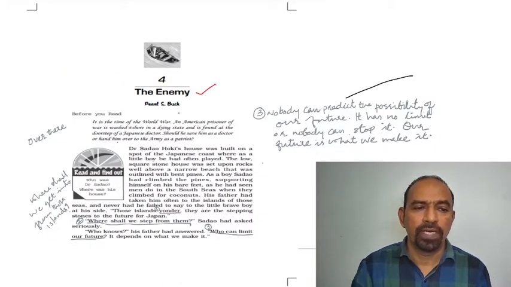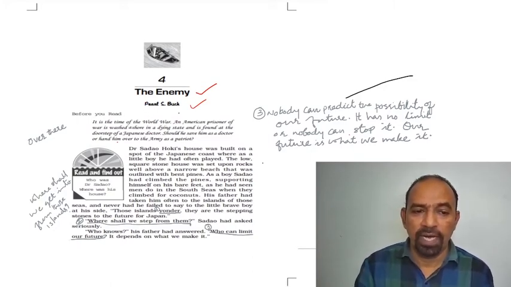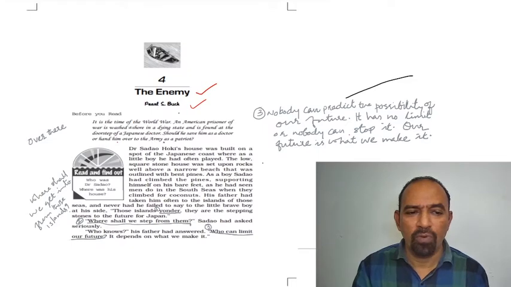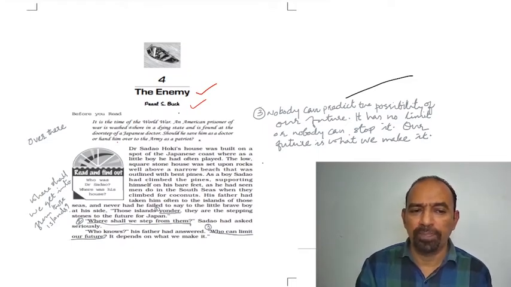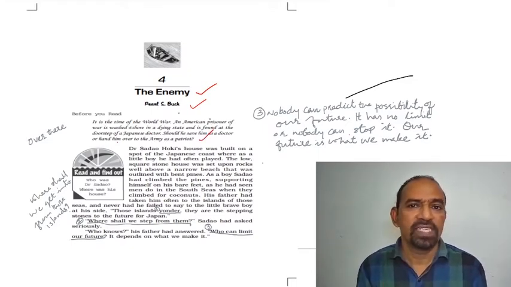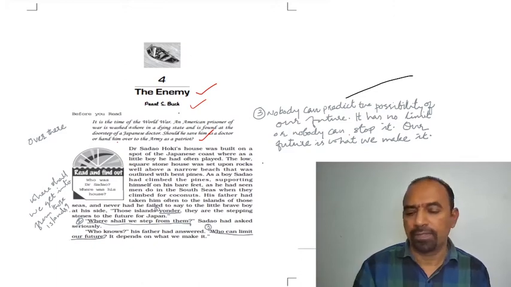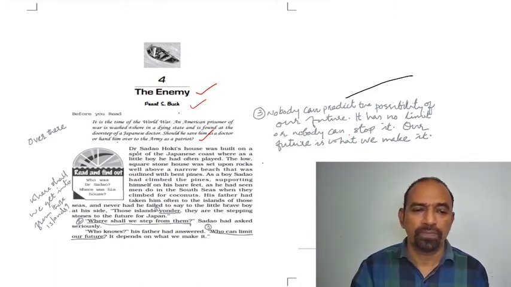Look at the story, The Enemy, written by Pearl S. Buck. Before you read, it is the time of the World War. An American prisoner of war is washed ashore in a dying state and is found at the doorstep of a Japanese doctor. Should he save him as a doctor or hand him over to the army as a patriot? This is the dilemma the doctor in the story faces. Let us go to the story.